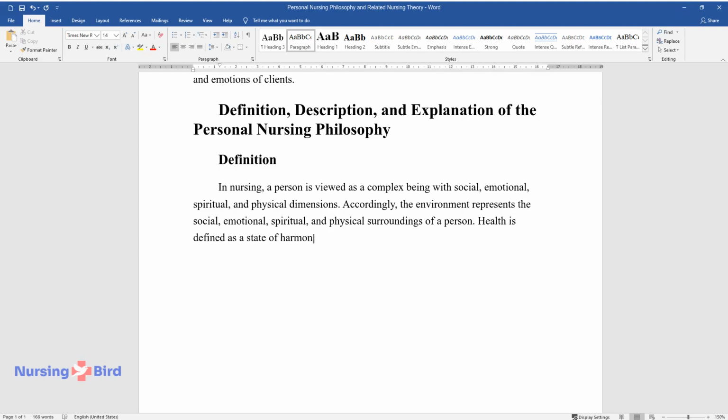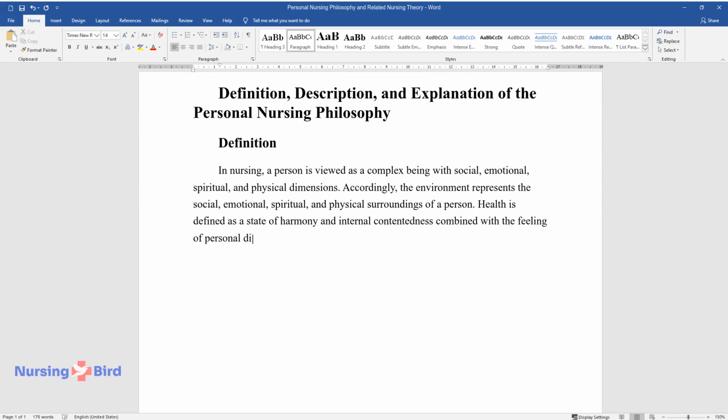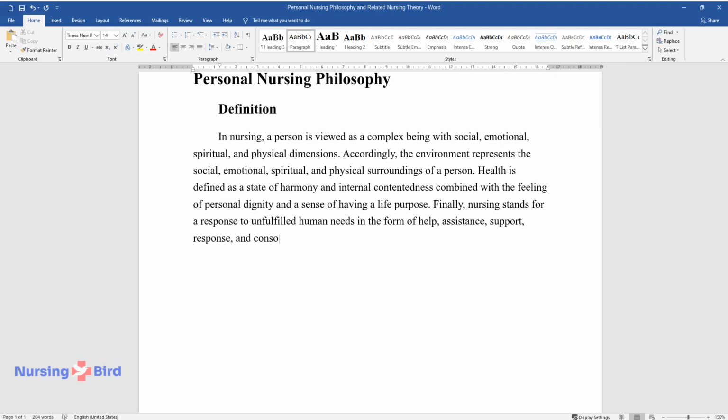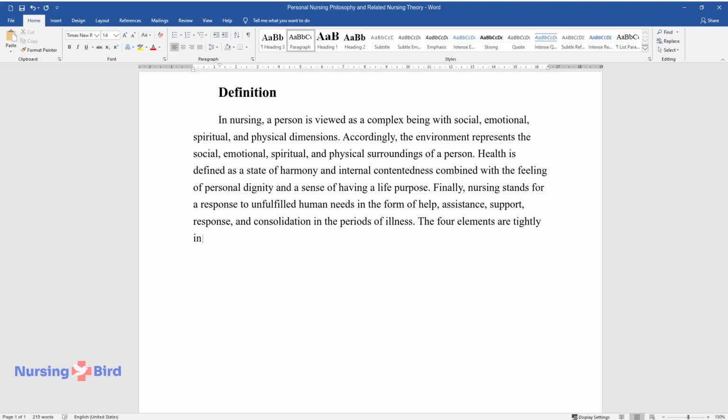Health is defined as a state of harmony and internal contentedness combined with the feeling of personal dignity and a sense of having a life purpose. Finally, nursing stands for a response to unfulfilled human needs in the form of help, assistance, support, response, and consolidation in the periods of illness. The four elements are tightly interconnected.